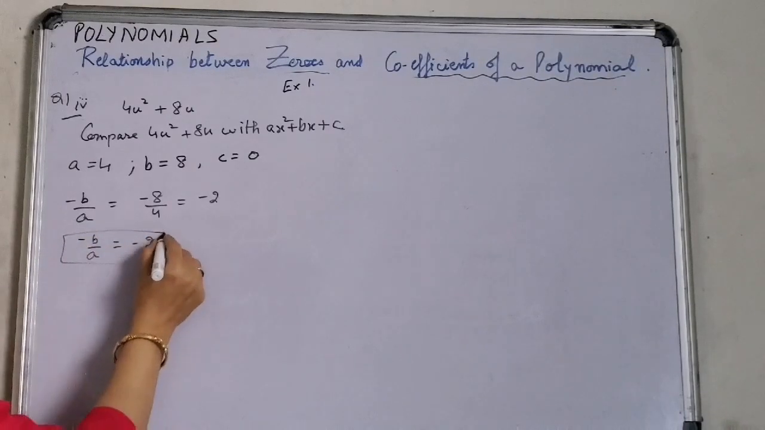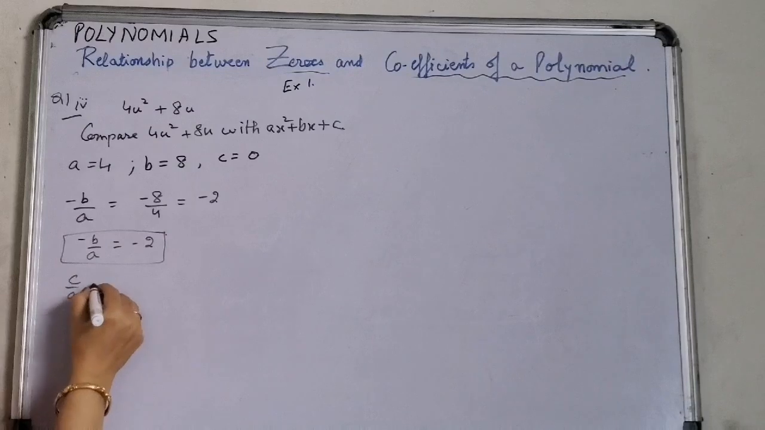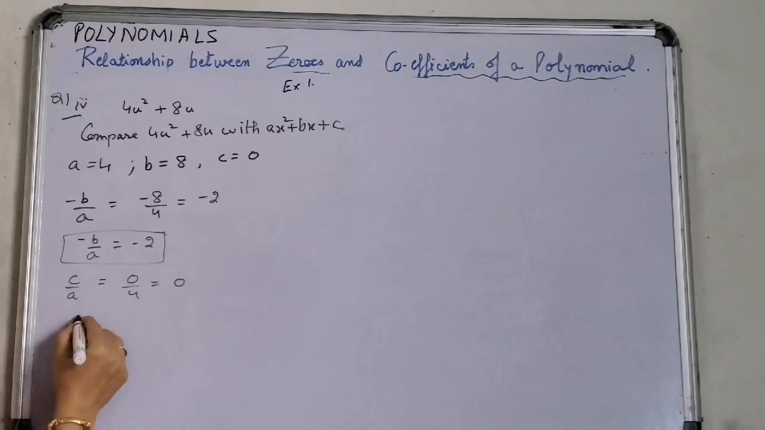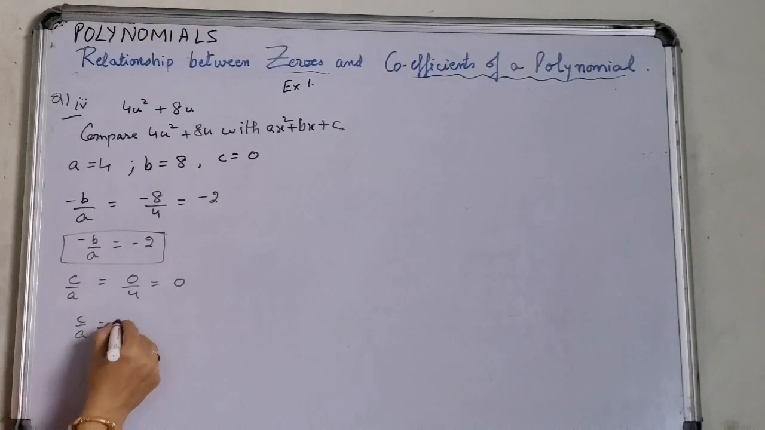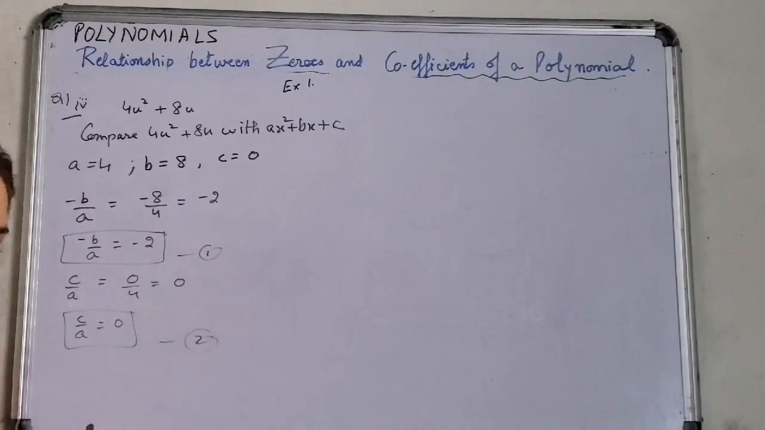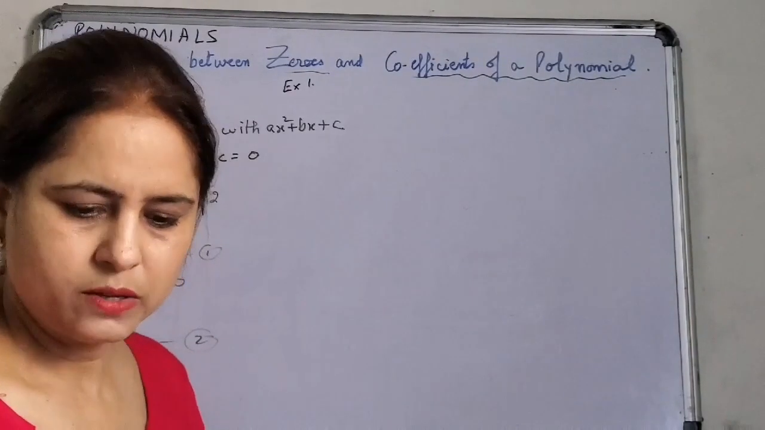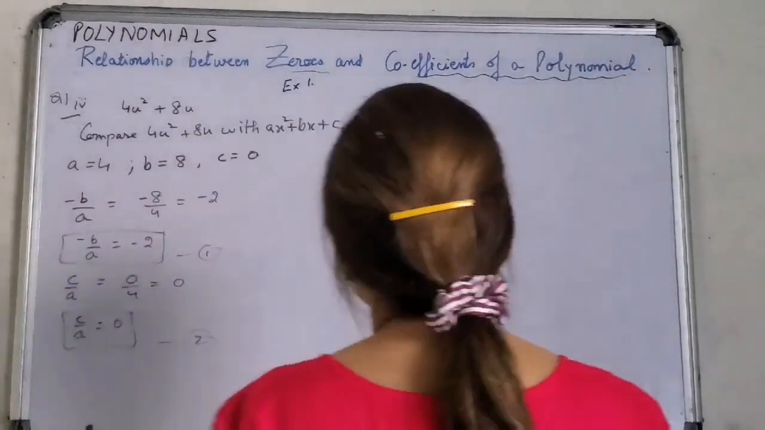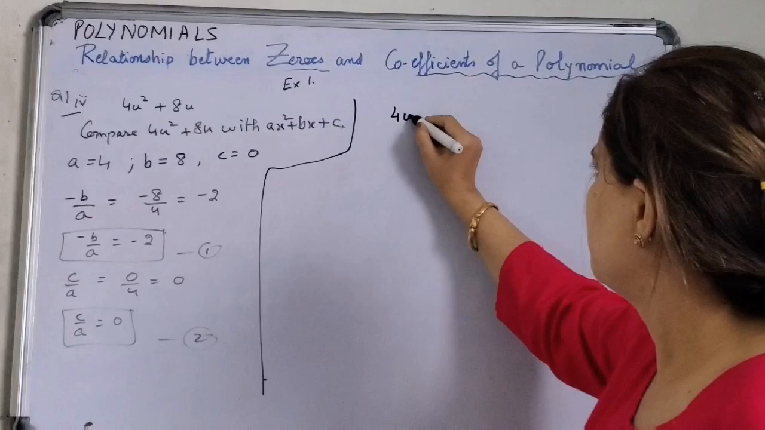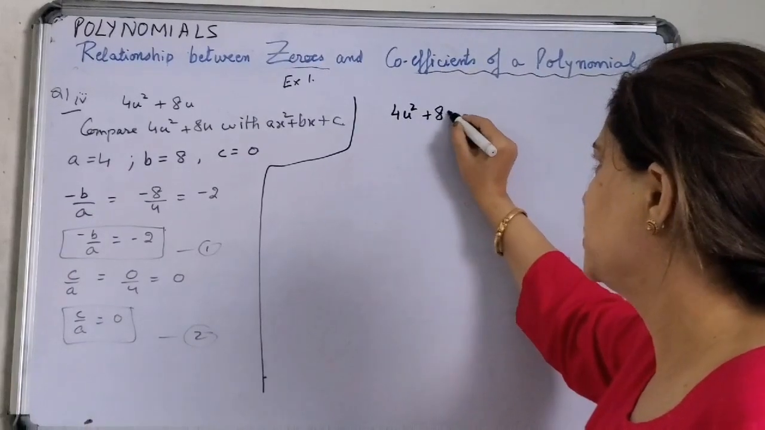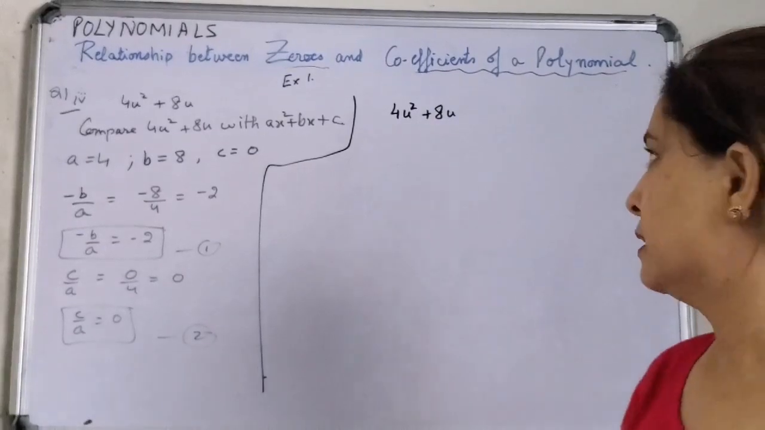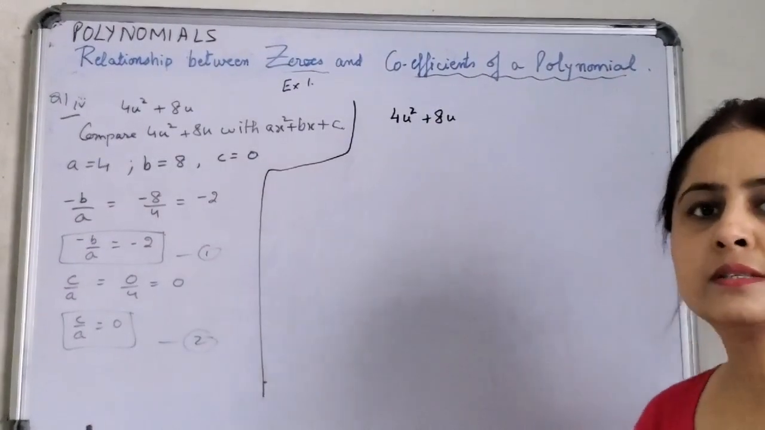Now let's find out c upon a. C upon a is 0 upon 4. It means that is 0. So c upon a is 0. Let this be 1 and this be 2. Now let's find out the zeros of this polynomial. Although this is quadratic in nature, we cannot go for splitting of the middle term because the constant is missing. So the other technique left with us is taking out the common factor.